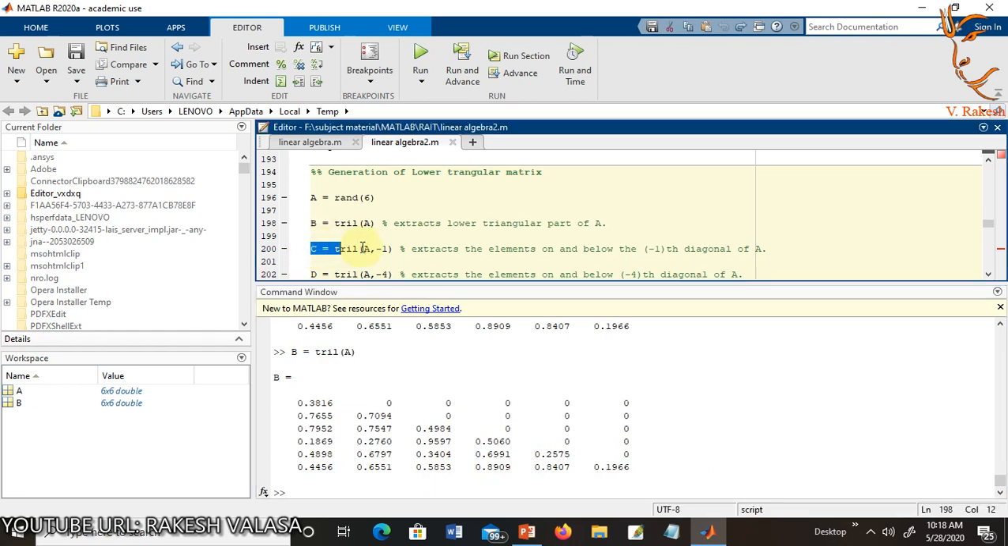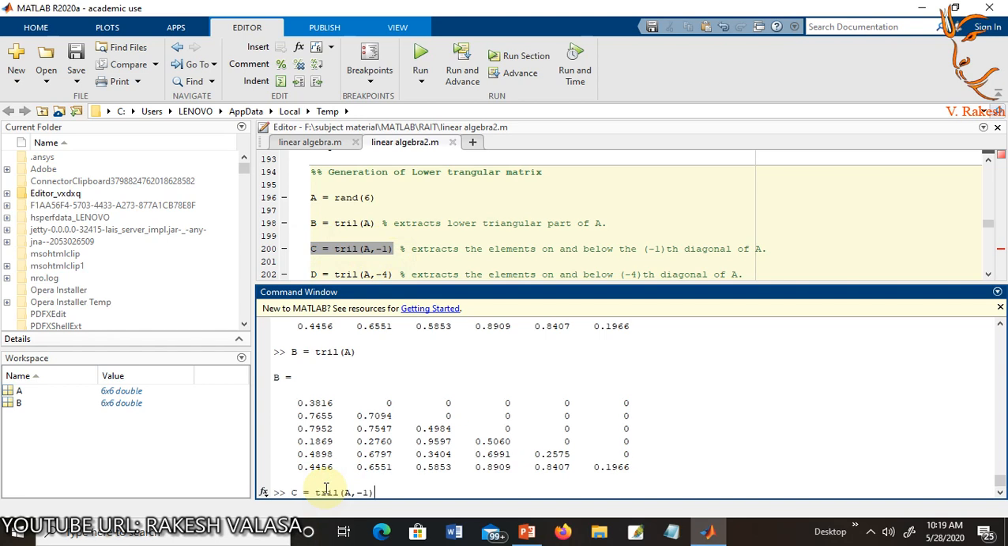Next one is C equal to tril of A comma minus 1. It extracts the elements on and below the minus 1th diagonal of A. This is the main diagonal. This is the minus 1th diagonal. Remaining all elements are zeros.